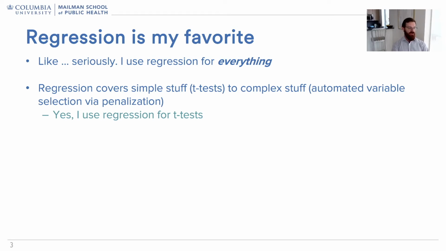And the reason is that it is extremely flexible in the sense that it covers simple stuff. You can do 1 and 2 sample t-tests set up as a regression if you want to. You can also do really complicated things like scatter plot smoothing and additive models and automated variable selection via penalization. All of this really does fit nice and neatly within the context of a linear regression framework, as long as you're willing to push that framework to its limits. And in case you're wondering, yes, I really do t-tests using linear regression. I think it just makes a lot more sense to me. You don't have to do that, but maybe someday.